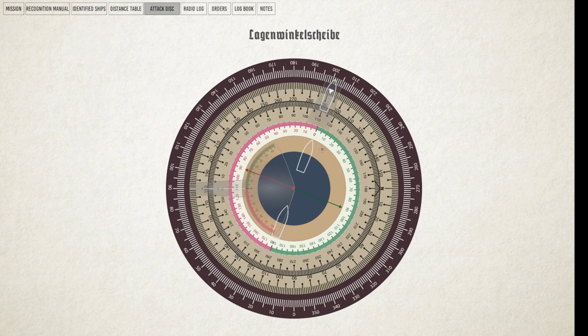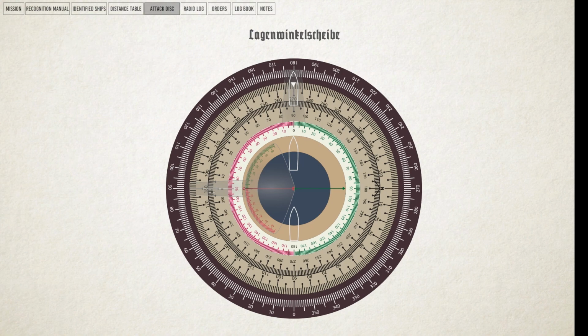Now the enemy ship sees us on his left at a 90 degree angle on bow. So we move this 90 so that it aligns with our periscope disc, and now we can see that the true course of the enemy ship is 270 degrees. See that triangle here? That's pointing at the true course of the enemy ship. Now it's a very simple example, but you can see that we are getting the same figures.